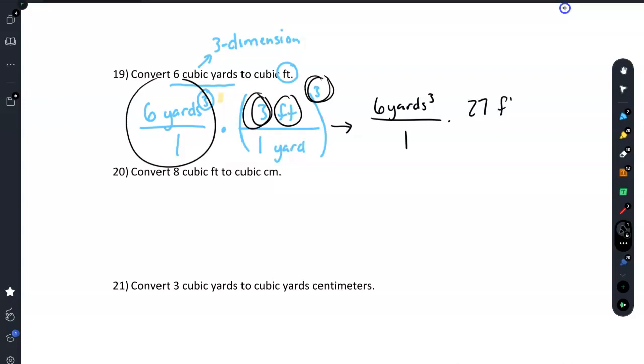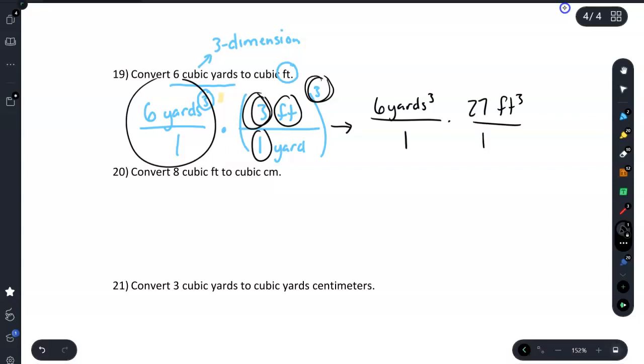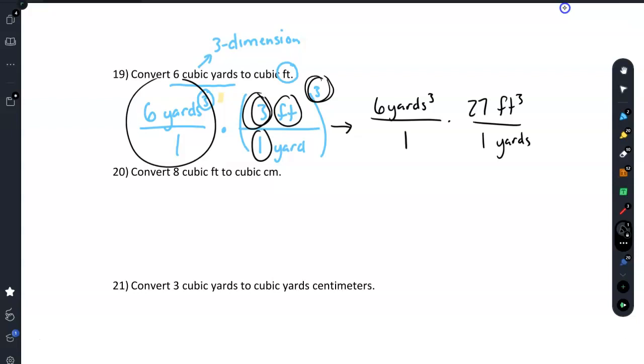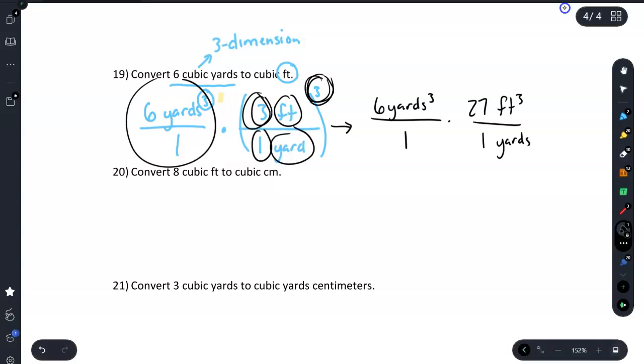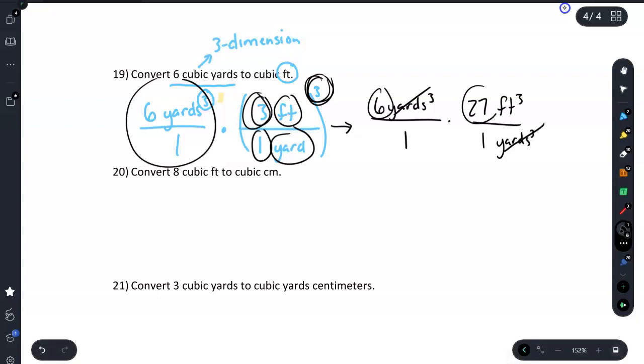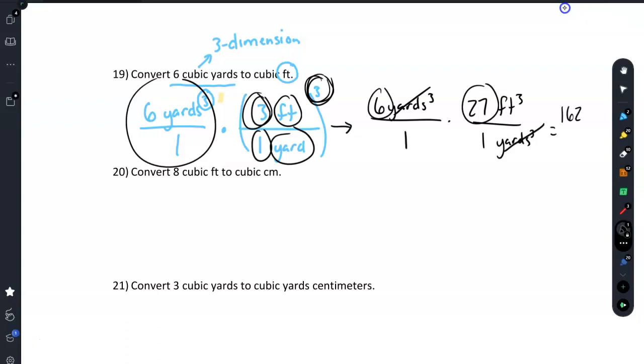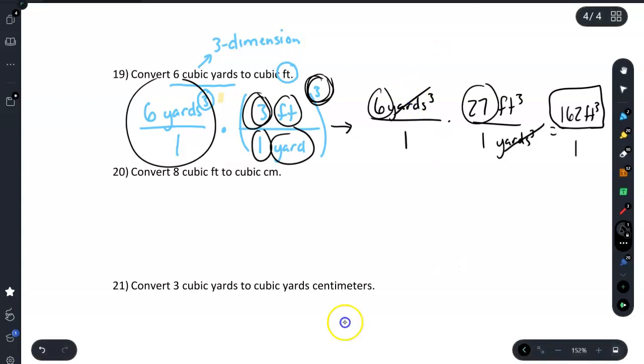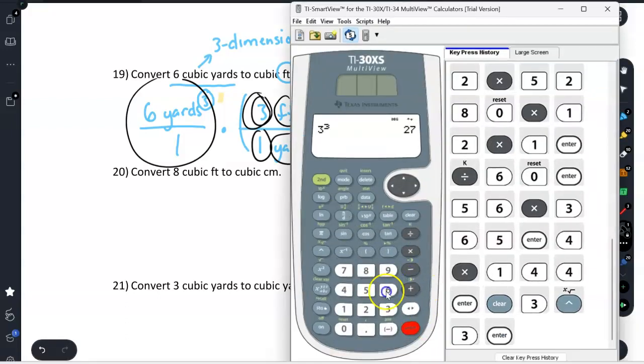Feet cubed is just going to be feet cubed. All over 1 to the third is still 1. And now yards to the third is yards cubed. So now the words yards cubed would cancel. And I just have 6 times 27. I think that's going to give me 162 feet cubed all over 1, which is just 162. I'm going to do this in my calculator just to make sure. 6 times 27.